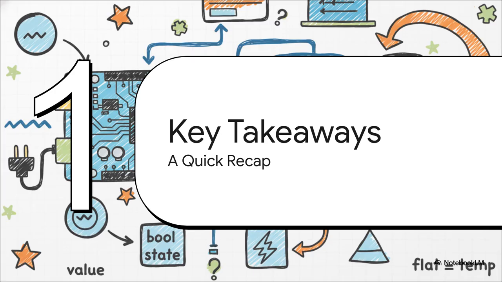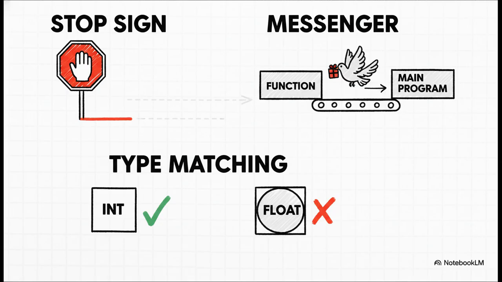Let's just do a quick recap of its two main gigs. Just remember those two superpowers. It can be a stop sign to get out of a function early, or it can be a messenger, delivering a specific value right back where you need it. And of course, the golden rule. Whatever type you promise to return, you gotta send back a value that matches that type.